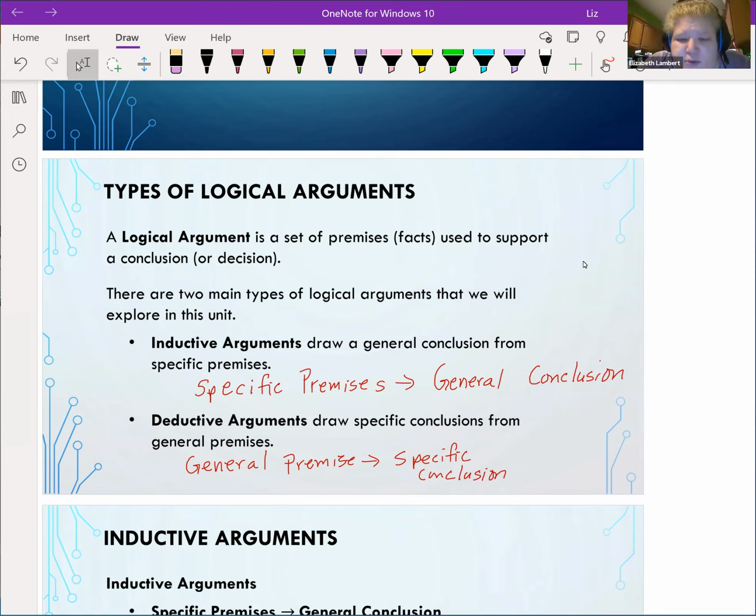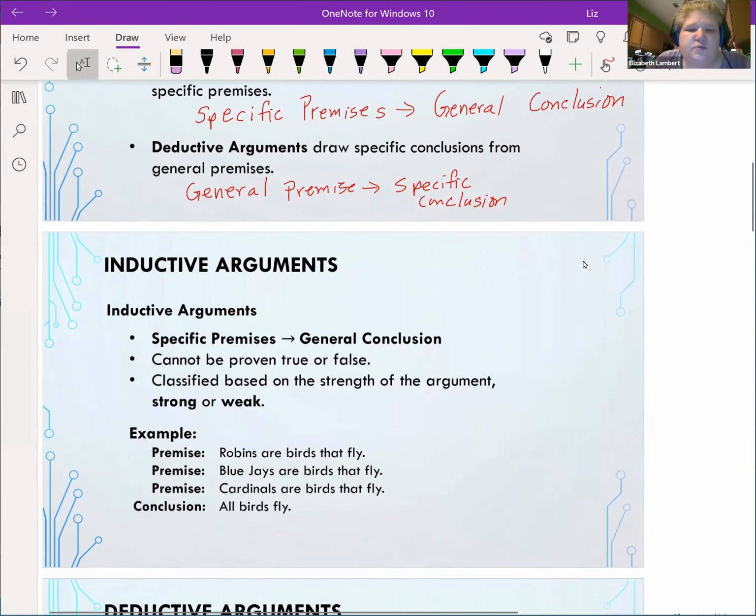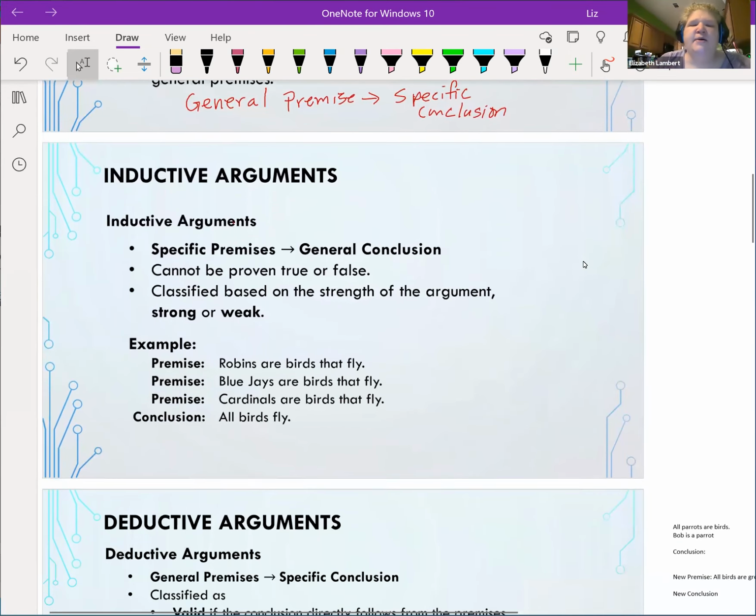Whereas a deductive argument draws specific conclusions from general premises. So, broad yet truthful generalization, specific thing that falls in the purview of the generalization, conclusion. Now we're going to see there's a couple ways to actually structure that argument, but the deductive ones are what we're going to focus on.